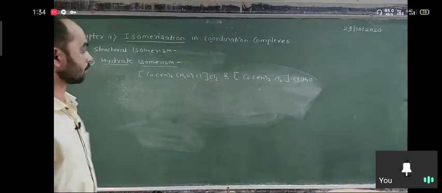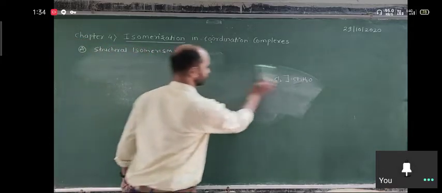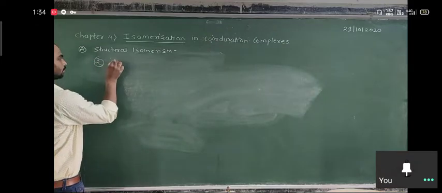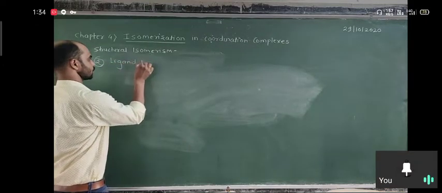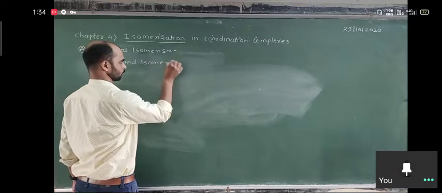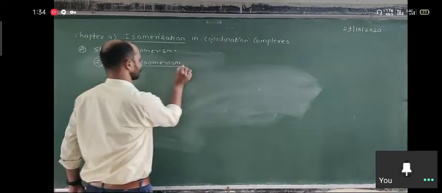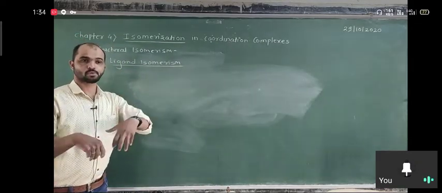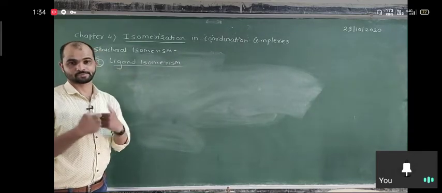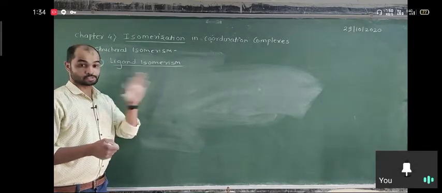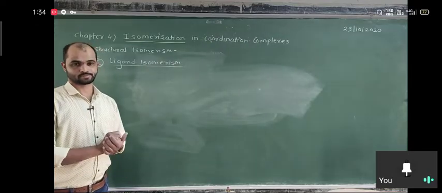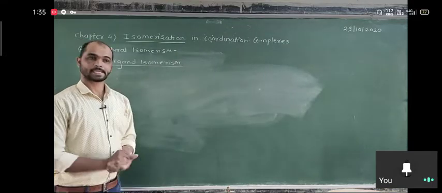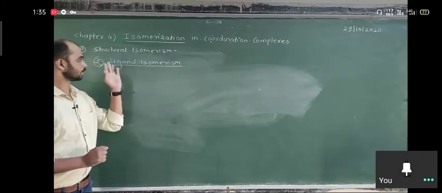In the third case, there is ligand isomerism. Okay, so what is ligand isomerism? It is isomerism due to the presence of isomerism in the ligand itself. Means a special ligand itself has isomerism, and if two different isomers of the ligand are present in different compounds, that time we say there is ligand isomerism.